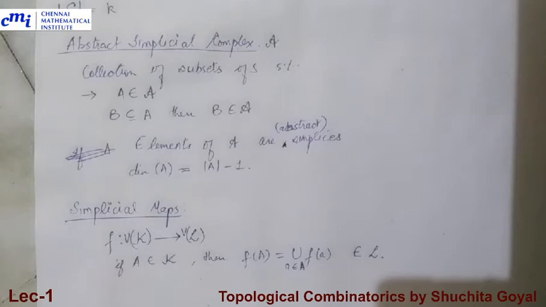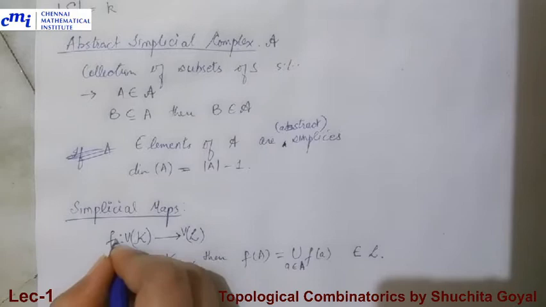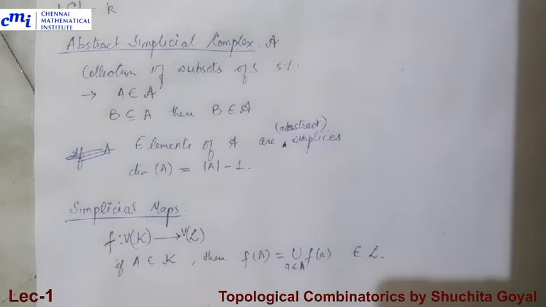It's easy to see that if this map happens to be bijective, and its inverse mapping is also simplicial, then you actually get an isomorphism of these abstract simplicial complexes. And what is really happening in the back end is just the renaming of the vertex sets. So we treat them as technically the same abstract simplicial complexes.